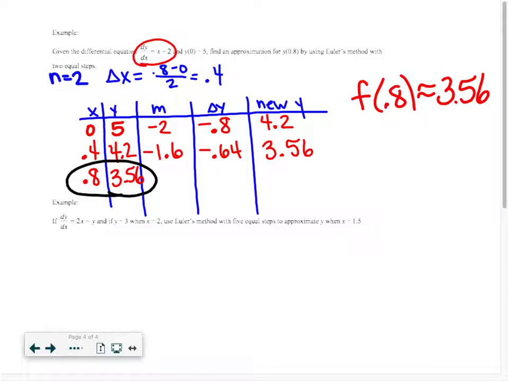Be 3.4? Yeah. Okay, so you can see we're closer with our Euler's method to the actual value than we are with this. How could we be more accurate? More steps. The more steps we take, the closer we are going to be to the actual value. So let's see what happens here with our next example.